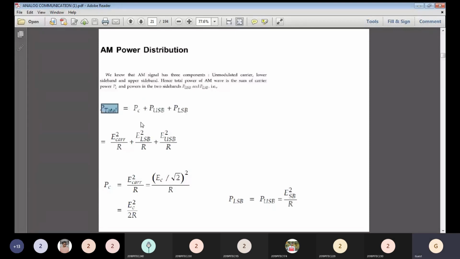So the power formula is available. Just note the final formula. Power is equal to E square by R. That we know very well, because the power formula is I square R or E square divided by R. This is the basic formula. Here we are using the RMS value. For each and every term, we substitute the corresponding voltage value. After substituting, finally we get the equation. The power of the carrier is equal to Ec square divided by 2R. The power of the upper and lower sideband is equal to Esb square divided by R. This is our final equation.